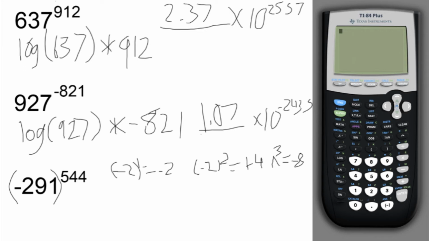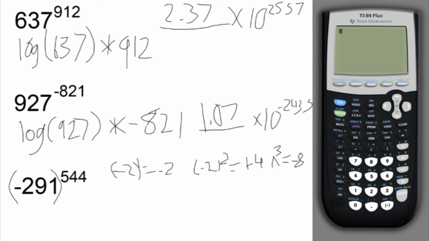So that's exactly what we're going to do here. Because 544 is an even number, our answer is going to be positive. So we can just do this whole problem as 291 to the power of 544 and leave it positive. But for example, if it was to the power of 543, then the answer would be negative. So we'd have to do 291 to the power of 543, find the answer, and add a negative in front of the answer. But let's work with it as it is, as 544.